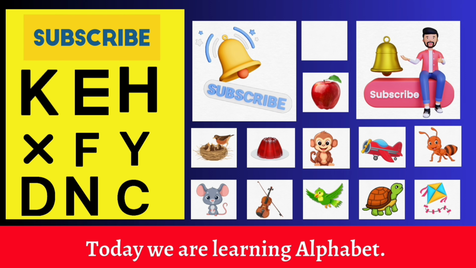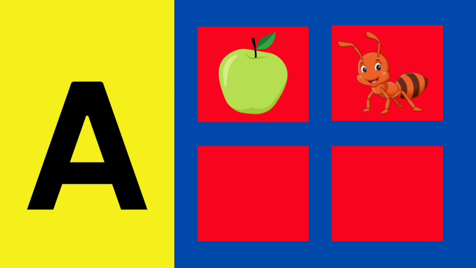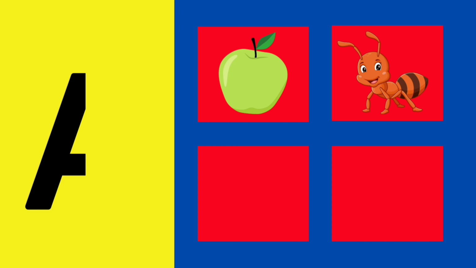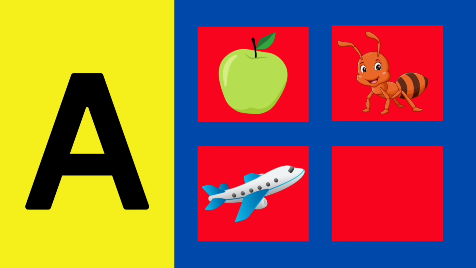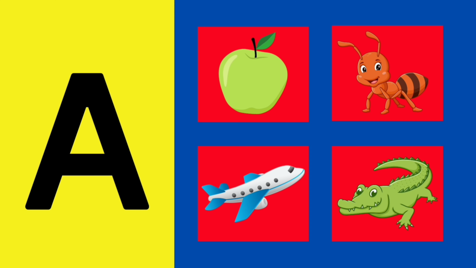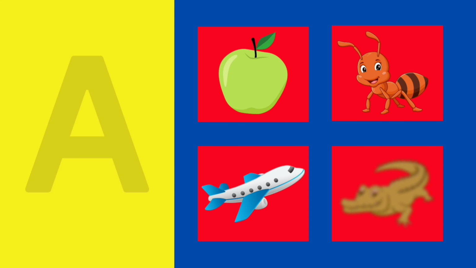Today we are learning alphabet. A. A is for apple. A is for ant. A is for airplane. A is for alligator.